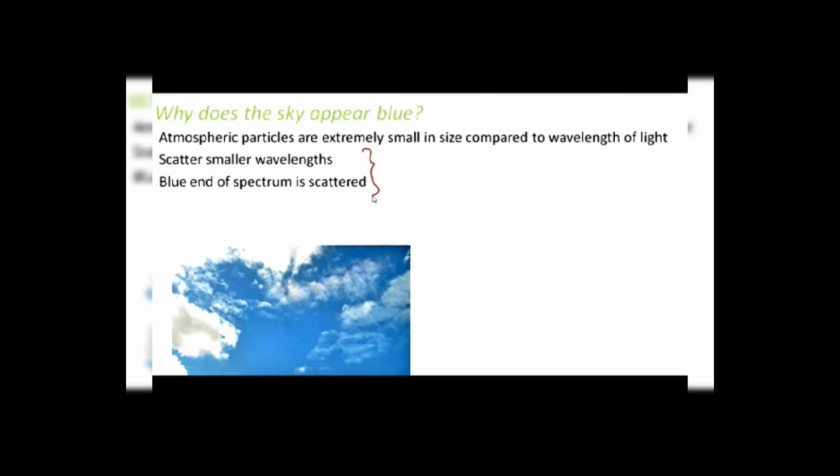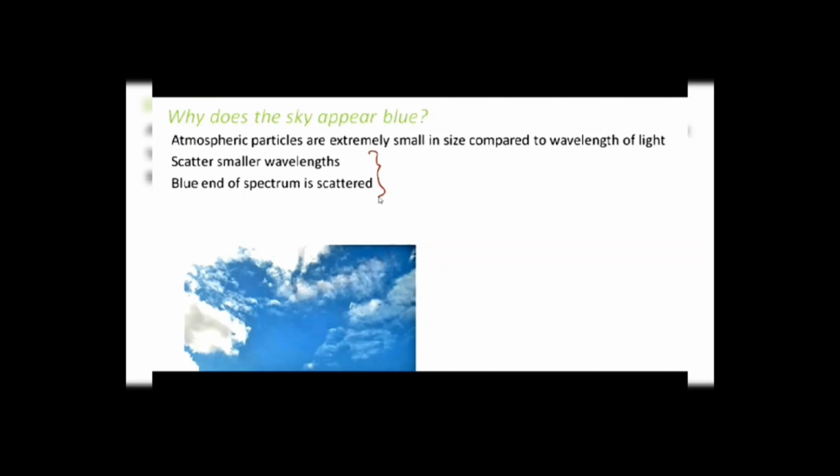So that end of the spectrum has smaller wavelengths, therefore these small particles of the atmosphere scatter smaller wavelengths, so they scatter the blue end of the spectrum, and the red end of the spectrum is not scattered, and as a result the sky appears blue, because the factor which is responsible for the blue color of the sky is the small size of atmospheric particles.